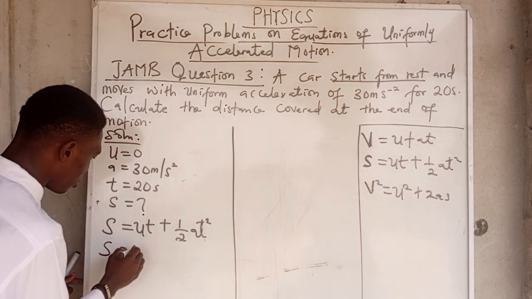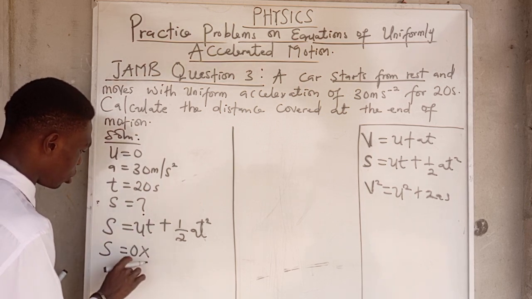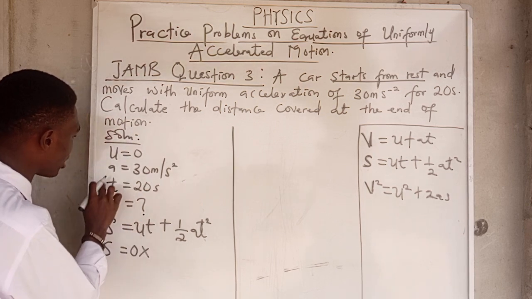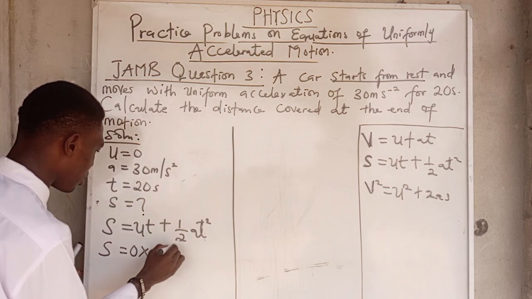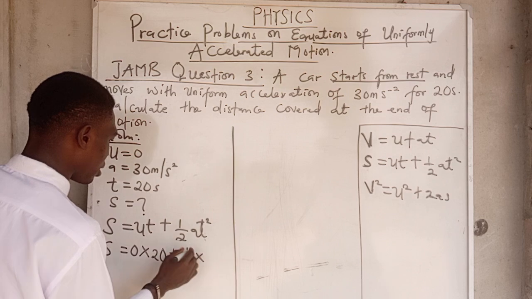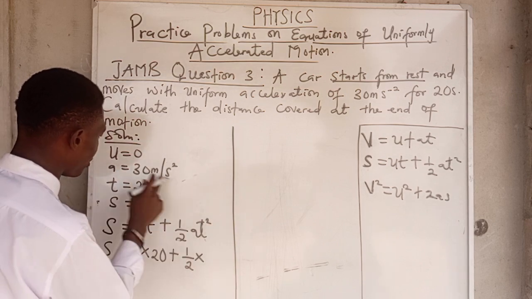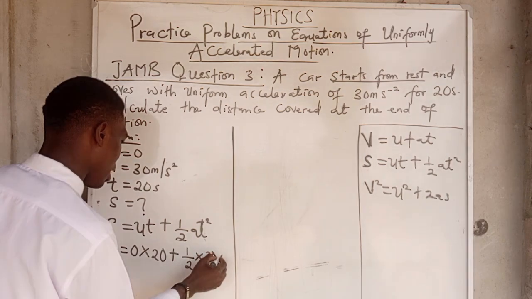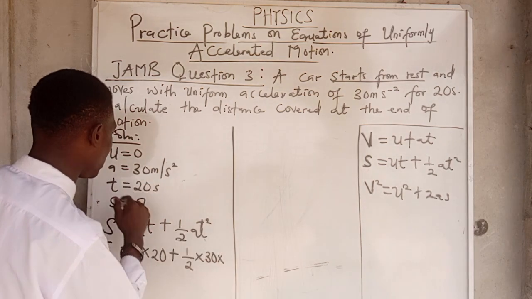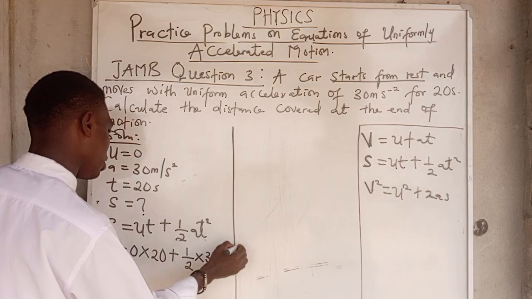U is 0 times, all right, UT means U times T. So U is 0, so 0 times, what's our T? T is 20, then plus half, which is a constant, times, because half at squared means half times at squared. And so A is what? 30, then times T. T again, T is what? 20, and obviously is squared.